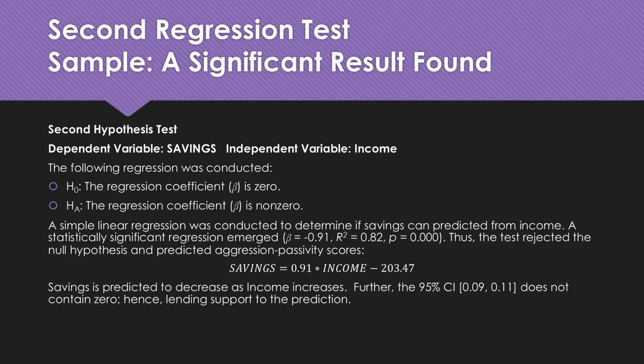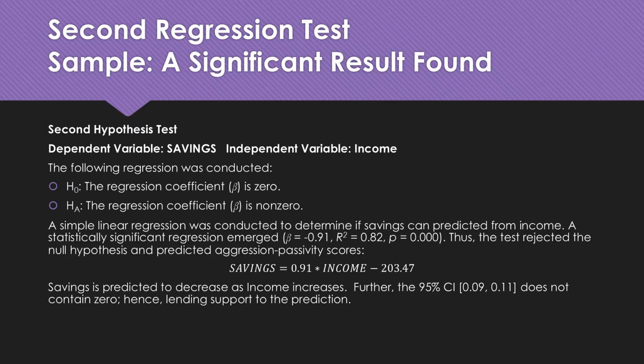Second regression test. Second hypothesis test. The dependent variable is going to be savings. The independent variable is income. The following regression was conducted. The null hypothesis states the regression coefficient is 0. The alternative hypothesis states the regression coefficient is non-zero.